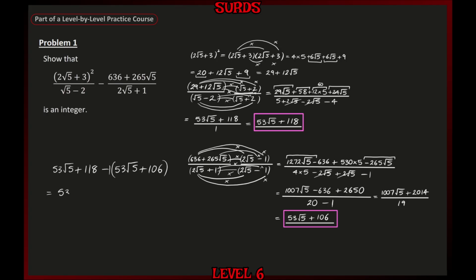So we have 53 root 5 plus 118, and then minus 1 times 53 root 5 is minus 53 root 5, and minus 1 times 106 is minus 106. If we simplify now, we can see that the 53 root 5 and the minus 53 root 5 just become 0 or cancel out. So we're left with 118 minus 106, and this gives us 12. So our final answer to problem 1 is an integer as we were expecting, and that integer is 12.